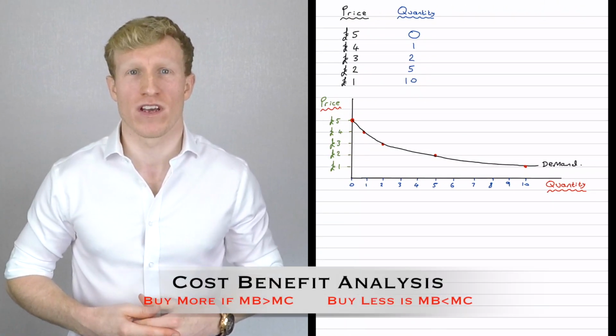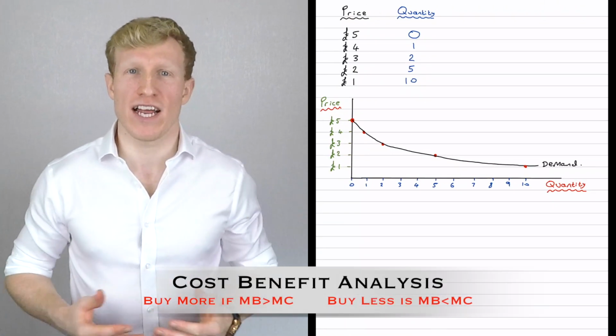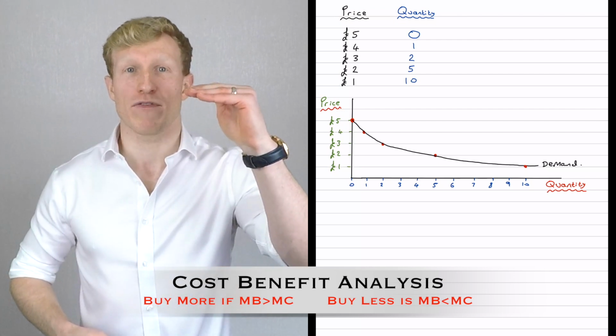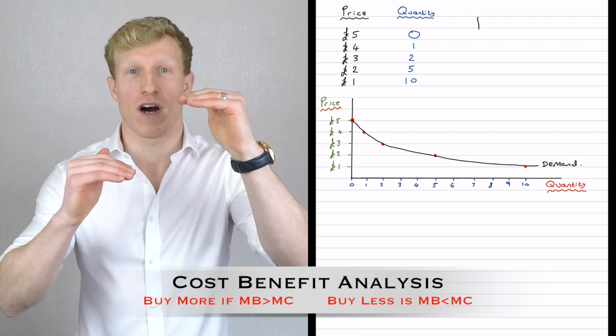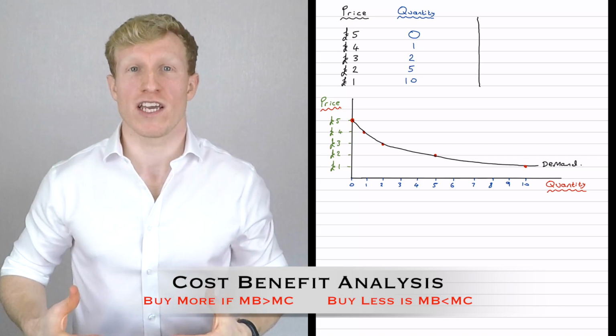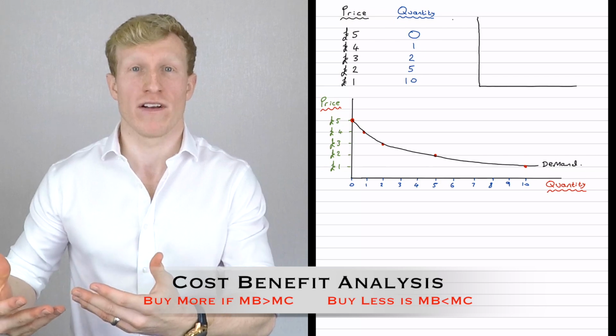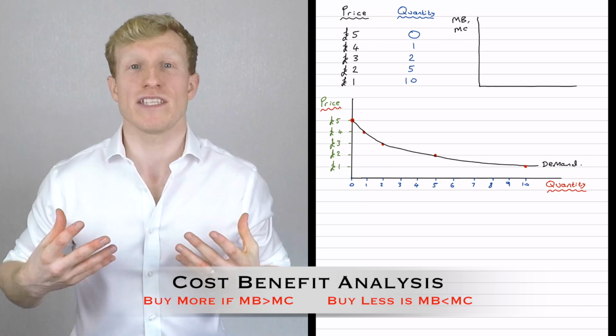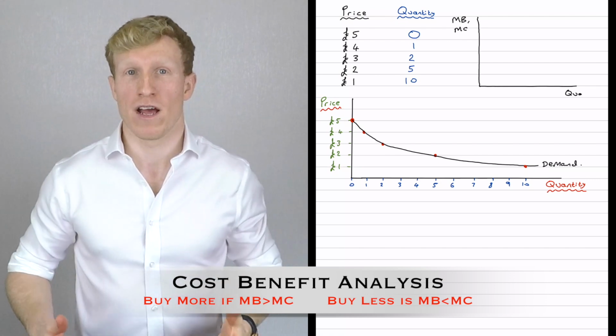Now let's take a step back for a second and figure out where this demand data actually comes from. So we know from cost-benefit analysis that we should always buy more of a product if the marginal benefit is greater than or equal to the marginal cost. Because essentially, by giving up a certain amount of money for a product that I value more than the value of the money I'm giving up, it means I'm making myself better off.